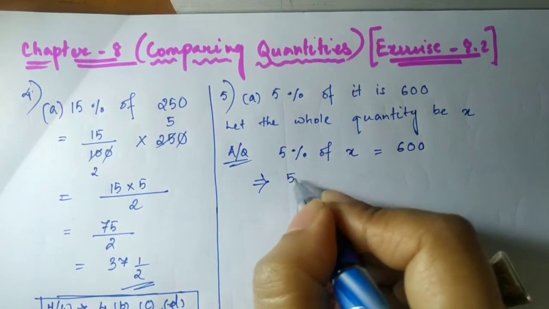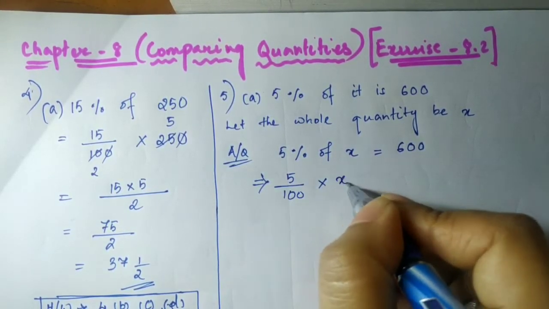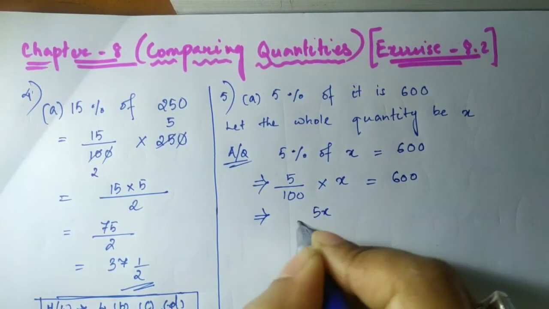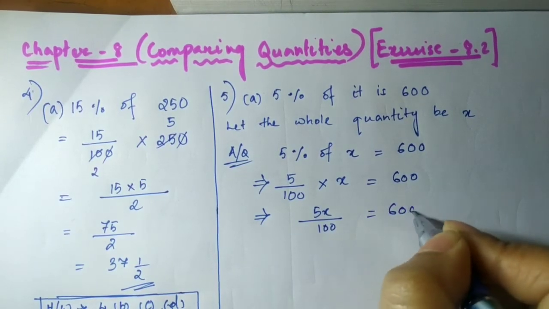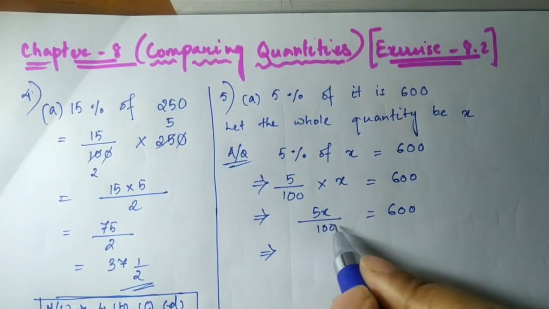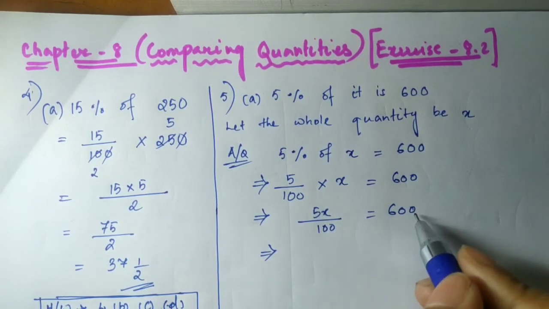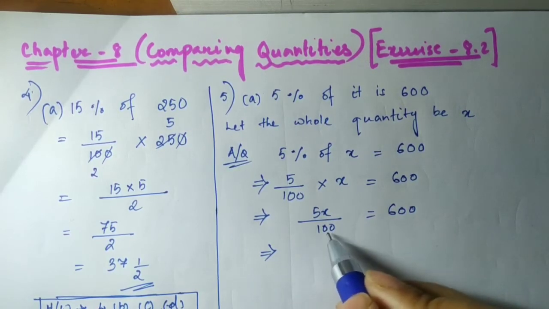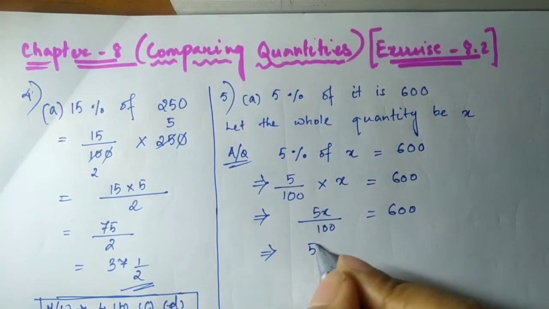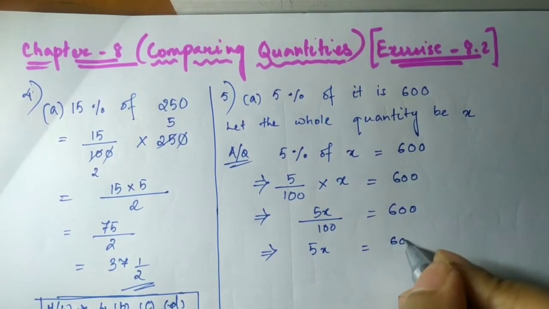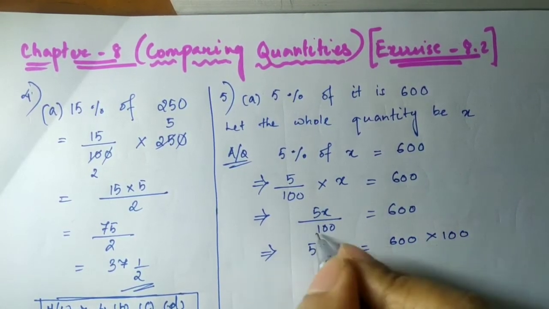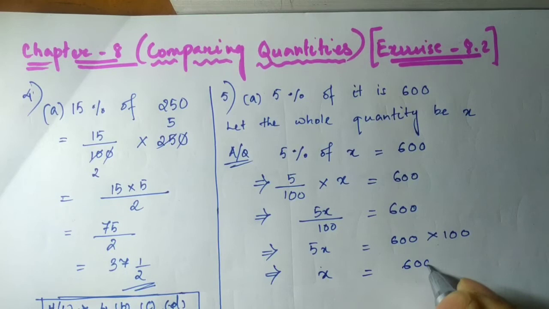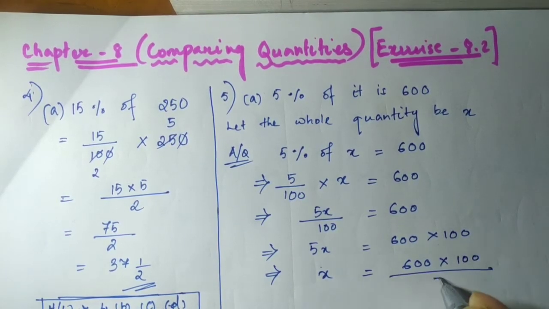So 5% means 5 by 100, of means into x is equal to 600. So what will this be equal to? 5x by 100 equal to 600. Now you have done simple equations. This is the left hand side and this is the right hand side. When we transfer the terms, whatever is divided on the left hand side, if it goes to the right hand side, it gets multiplied. So 600 into 100, because this was divided here. Similarly, this 5 is multiplied with the x. So if it goes to the right hand side, it will get divided.